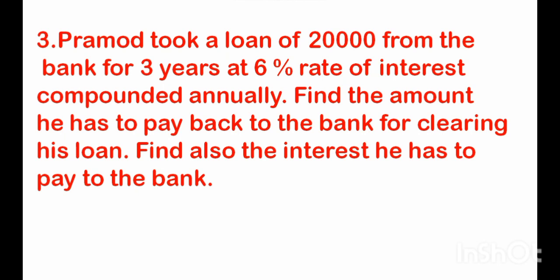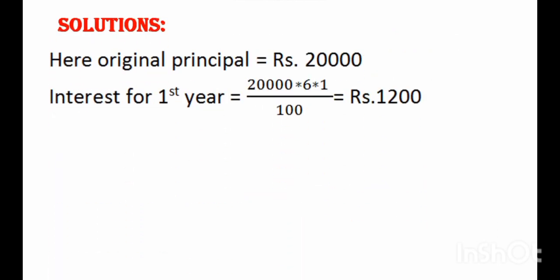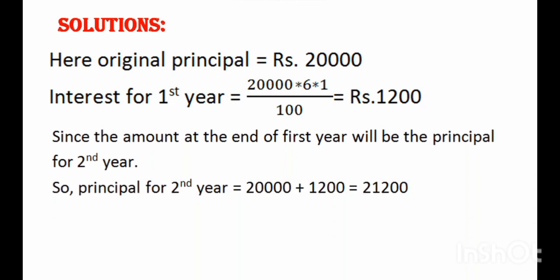So first we have to calculate the interest for first year and add it to the principal value. The same method, nothing differs. So here the original principal is 20,000. Here we are calculating interest for first year. So we get an interest value of 1,200. After solving this, we know the principal for second year: we have to add the original principal plus the interest. So we'll get an answer 21,200.